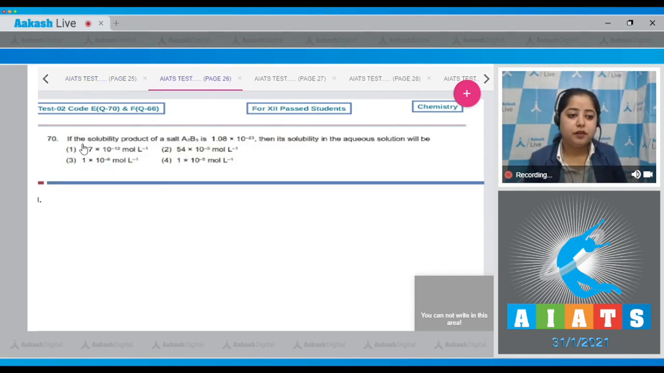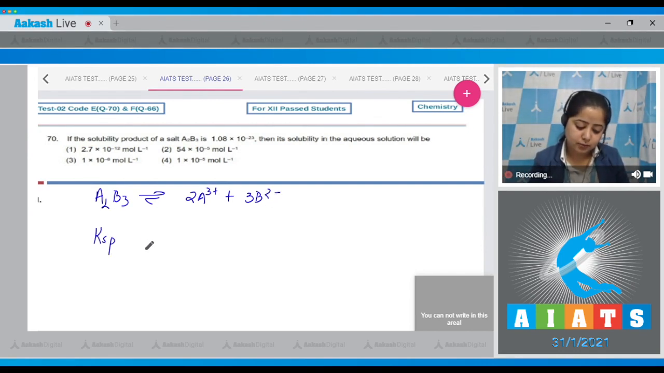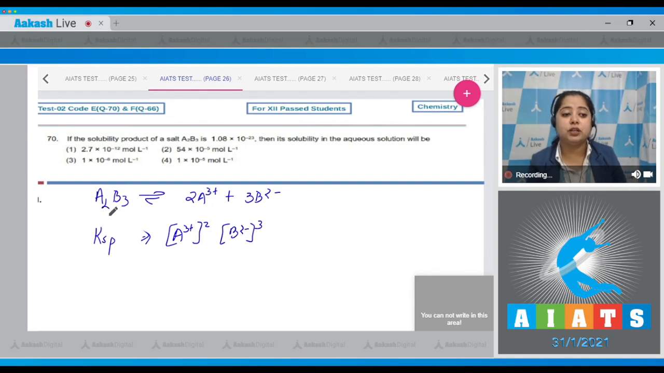Question number 70. If the solubility product of a salt A2B3 is 1.08 × 10^-23, then its solubility in the aqueous solution will be. Student, the salt we are given is A2B3. On dissociation, it gives 2A3+ plus 3B2-. And the value of Ksp is equal to [A3+]^2 [B2-]^3. So here, if I take the solubility of A2B3 as S mole per liter, the concentration of A3+ ion will be 2S and here it will be 3S.